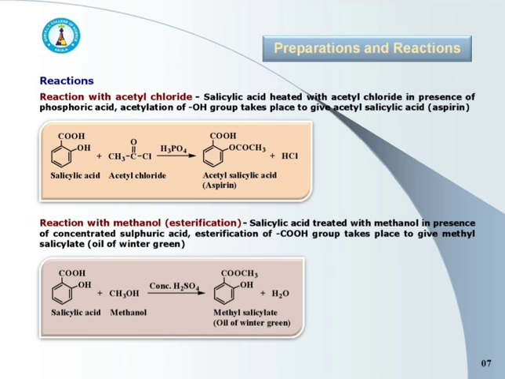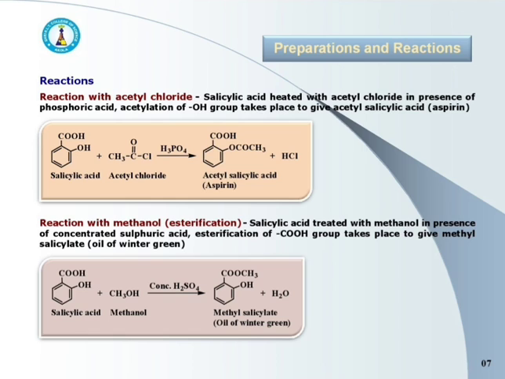Next is the reaction of salicylic acid with methanol, which is again an esterification. When salicylic acid is heated with methanol in presence of concentrated sulfuric acid, esterification of the COOH group takes place to give methyl salicylate. Methyl salicylate is also called oil of wintergreen.